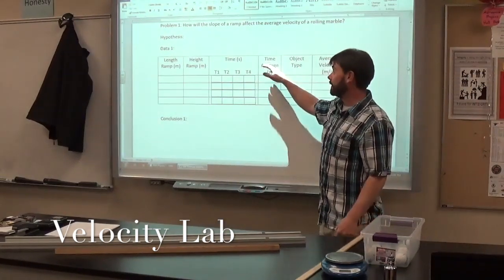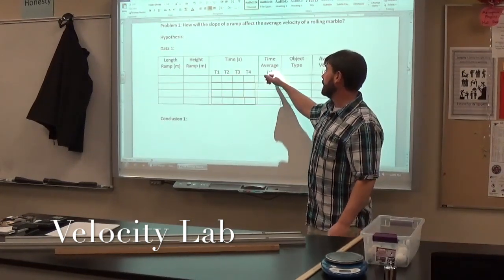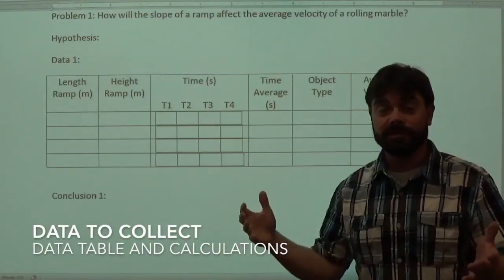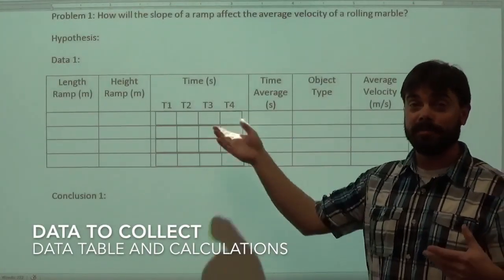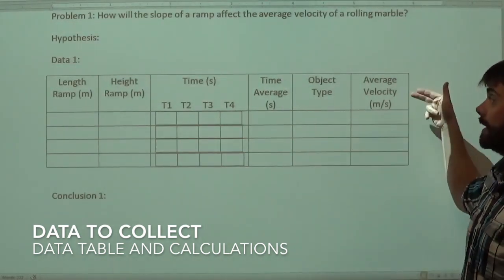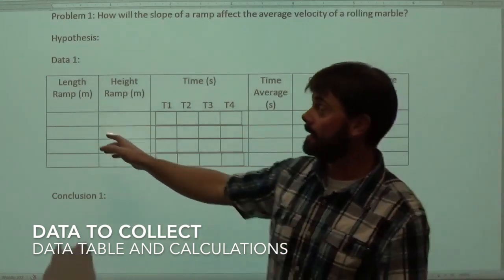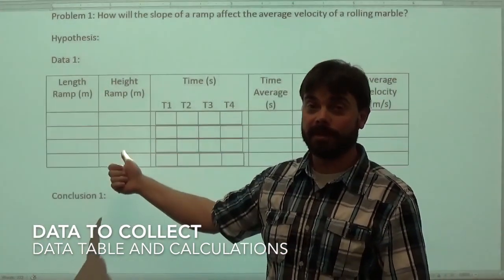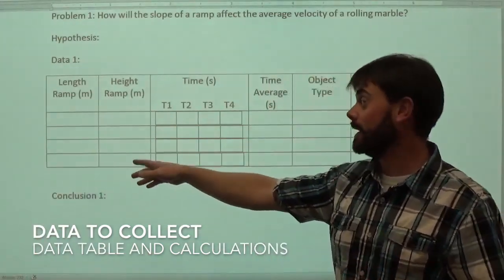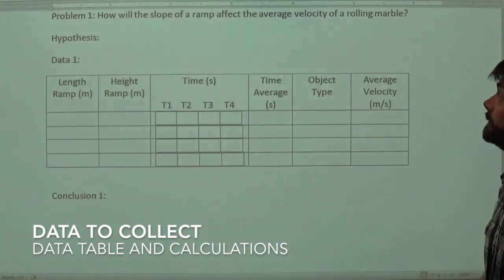Once you've done this, you can calculate your time average. Take all 4 trials, add them up, divide by 4. And once you've found the time average by dividing your numbers out, you can go and calculate average velocity. And remember, average velocity would be distance divided by time. Keep in mind your distance is the length of the ramp, not the height of the ramp. This is how far the object rolled. It's always going to roll that same distance. You're doing distance divided by average time to get your average velocity.